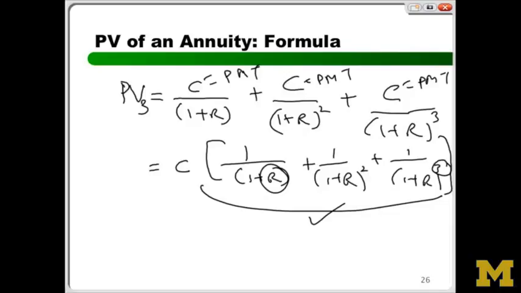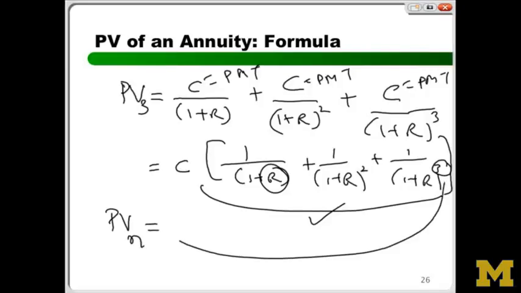How does this formula change if we go to PV of N? Simple. One thing changes. There's a bunch of dots plus 1 over 1 plus R raised to power N. So you'll keep going till you arrive at N, right? I hope this is clear.